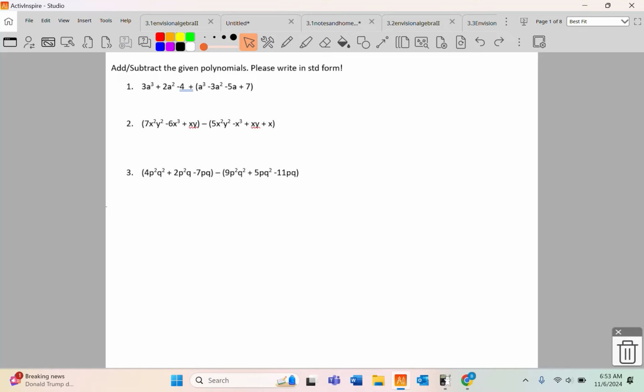All right, so we got your 3-1 homework here. Let's see what we're supposed to do on the first couple. Add and subtract the polynomials. That shouldn't be too hard. Please write in standard form.